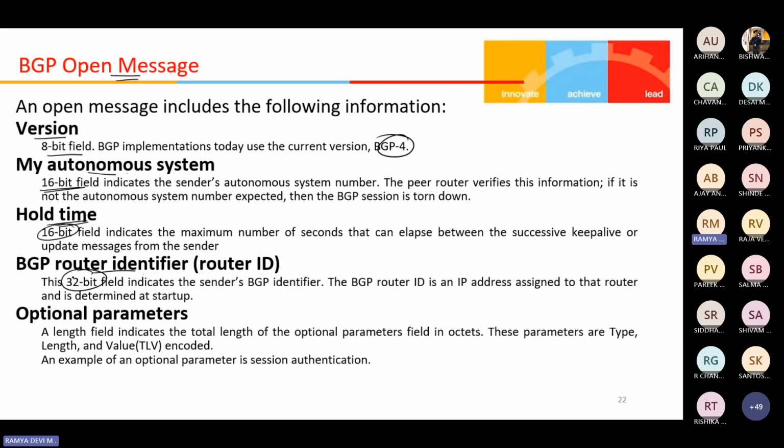Okay, the IP address will have a 32-bit value, right? And it can include optional parameters: the length, type, length, value, session authentication, the security information, all those things can be included in the optional parameter. So this is the information that will be there in the open message.